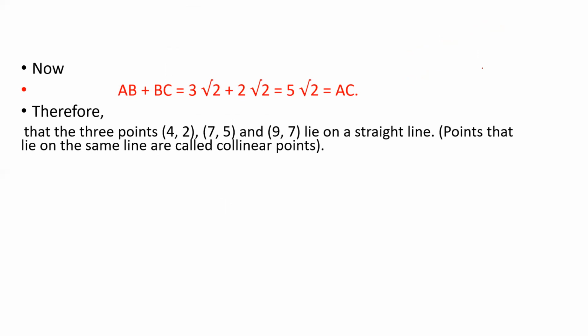The same question can be asked in another way. Points that lie on the same line are called collinear points. So hope you can understand now how the question can be asked in another way: show the points are collinear. So they can ask in 2 ways, show the points are on a straight line or show the 3 points are collinear. Right.